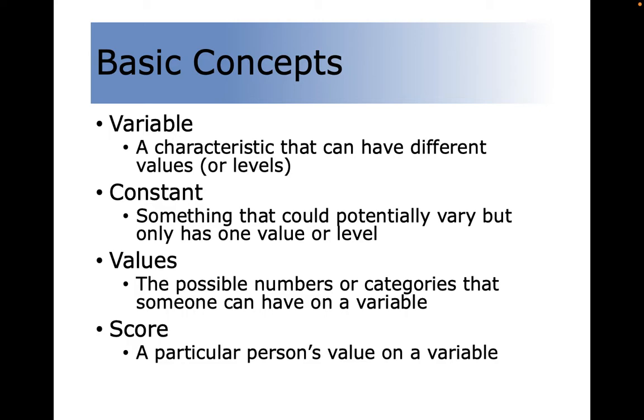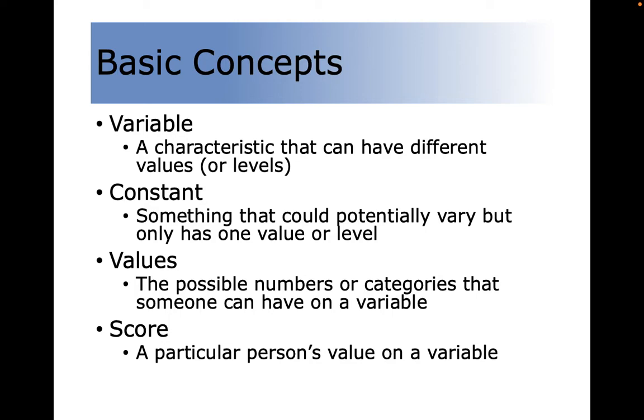A constant is something that could potentially vary or have different values, but only has one value. So as a specific example, if there were only women in this class, gender would not be a variable, it would be a constant. Similarly, if there were only 20-year-olds in this class, age would not be a variable, it would be a constant.